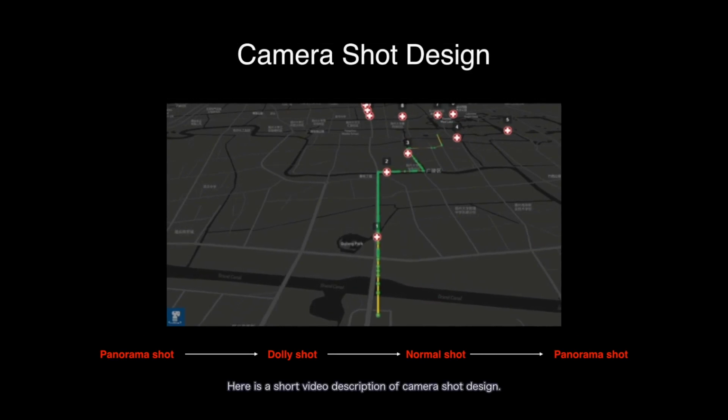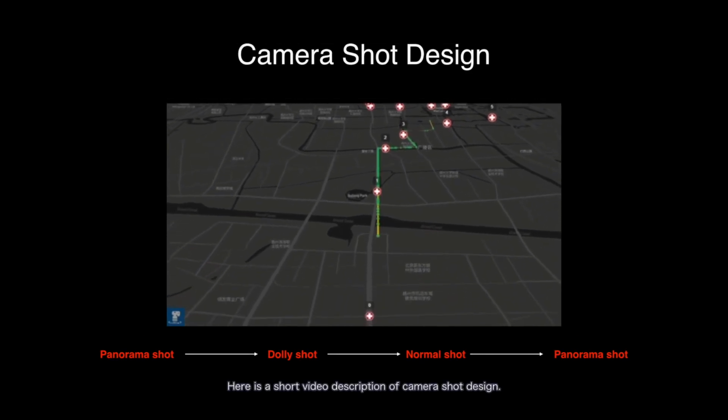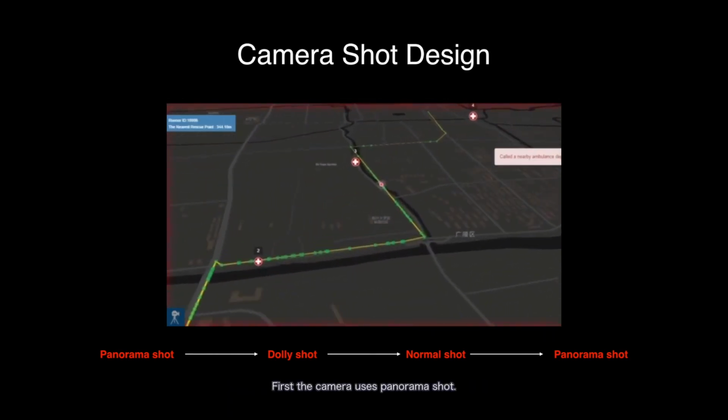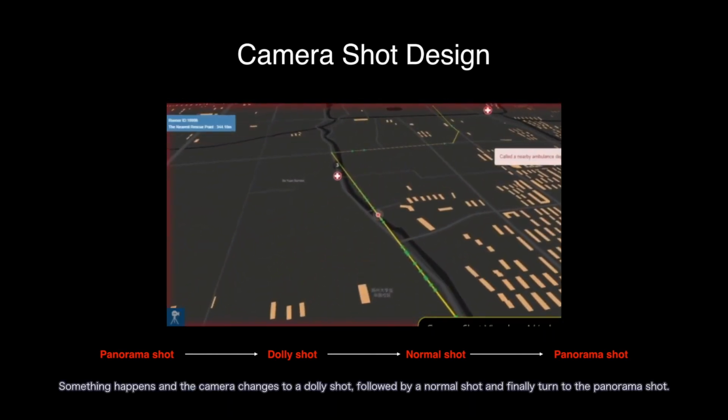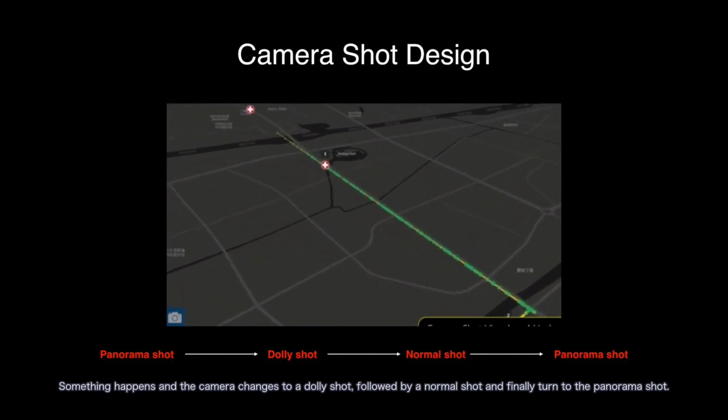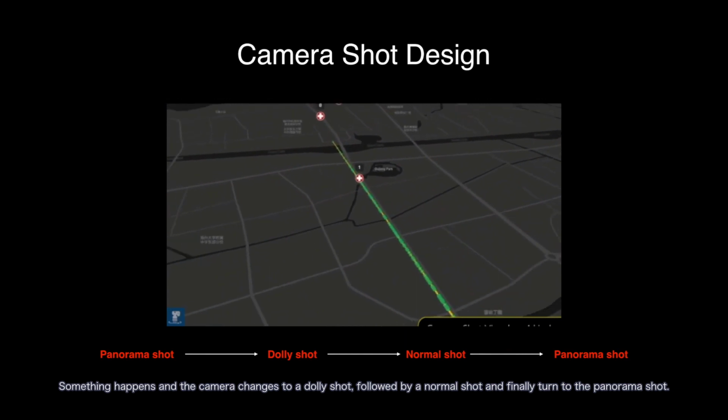Here is a short video description of the camera shot design. First, the camera used a panorama shot. Something happened, and then the camera changed to a dolly shot, followed by a normal shot, and finally turned to a panorama shot.